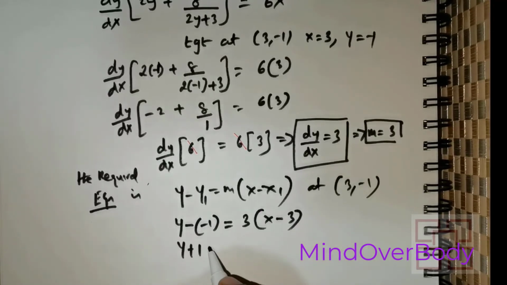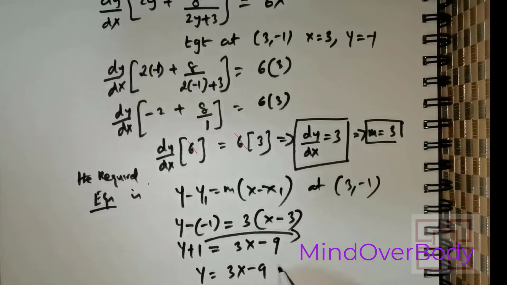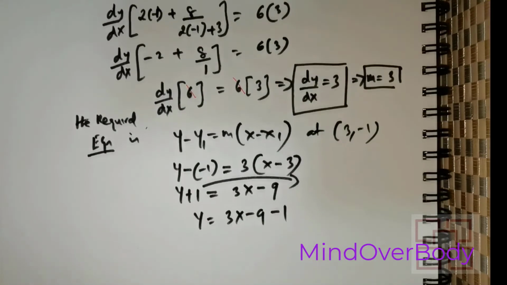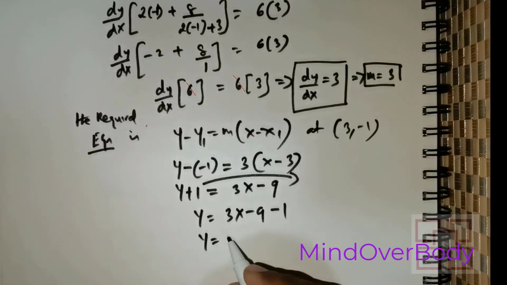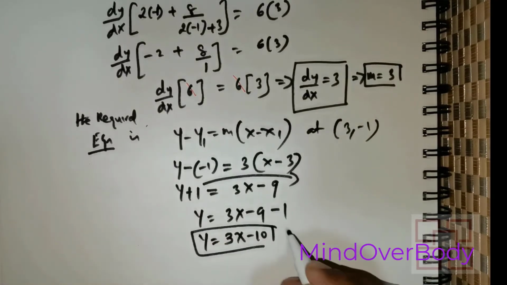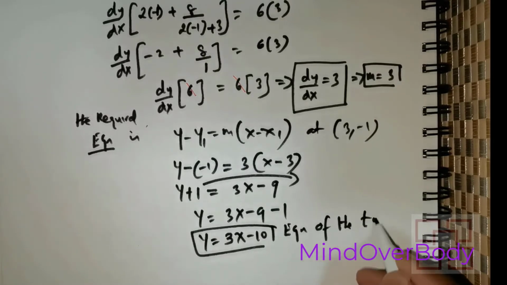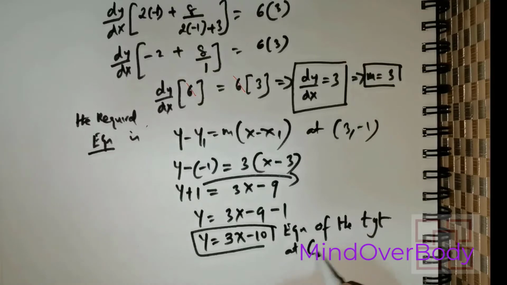So this can be rewritten as y positive 1 is equal to 3 times x negative 9, which means y is equal to 3x negative 9. I move this positive 1 to the right, that would give me negative 1. So this can be rewritten as y equal to 3x negative 10, which is the equation of the tangent at the point 3, negative 1.